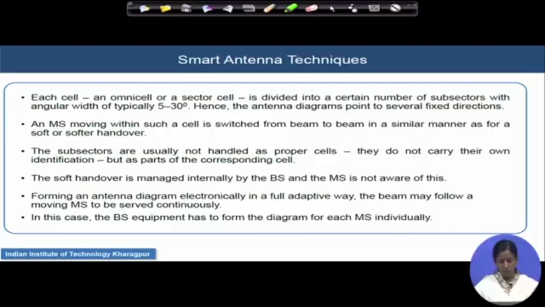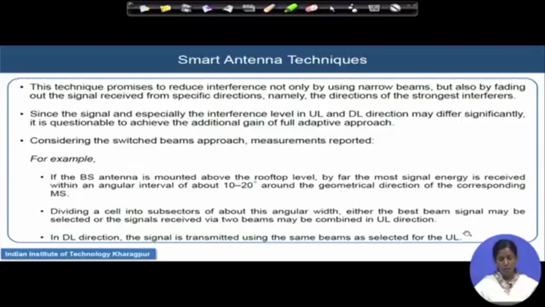And as I already discussed, making a fully adaptive beamforming and fully adaptive controlling of the beams for a dedicated mobile station will be very hard to control, and moving with the mobile station itself needs a lot of a priori information, and hence we do not prefer to go ahead with that, going by the complications.